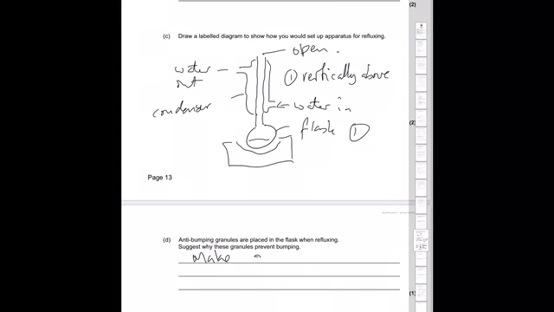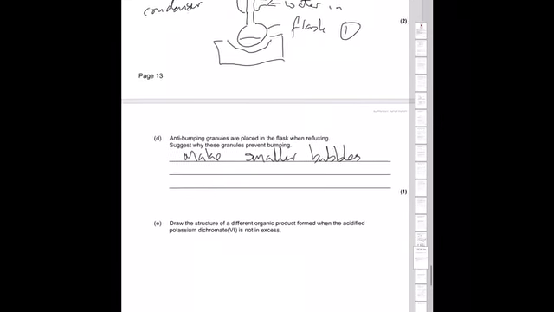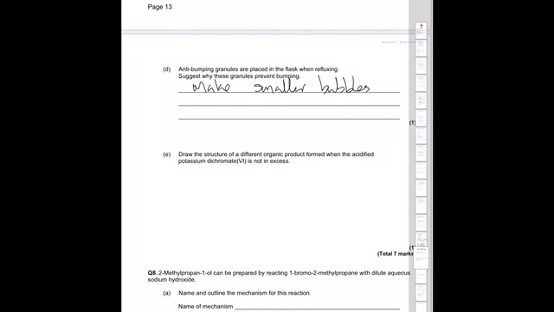Right, where do you add anti-bumping granules? Anti-bumping granules means that you've got smaller bubbles forming, so you don't get it spitting out substances.